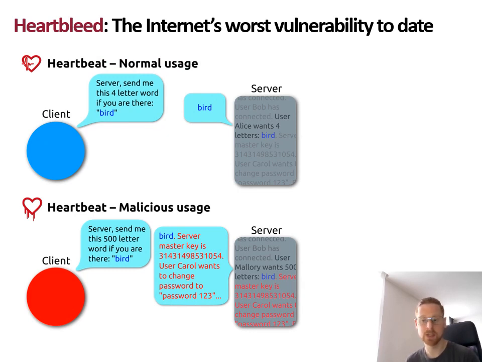So in the heartbeat protocol of TLS, a client will send a short message to the server, for example, in this example, the word bird. And it will say, here is a word of 4 letters, please respond. The server will put that word in memory, transfer it to another array, and then send back the data. So that's the PL and the BP arrays. So the server responds also with the word bird, which is also 4 letters.